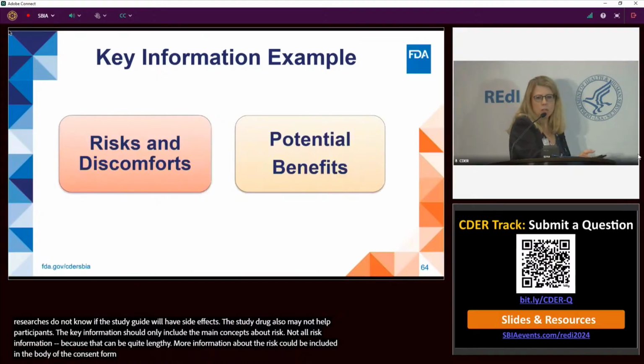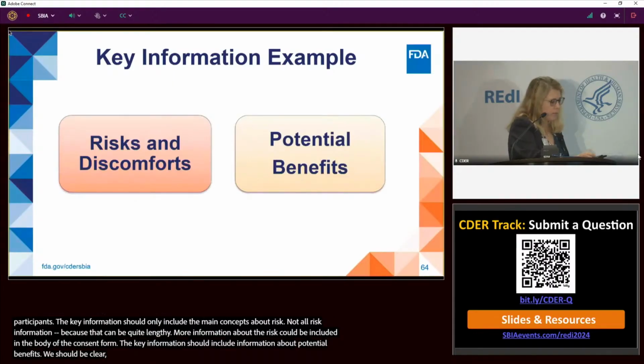The key information also should include information about potential benefits. These should be clear, straightforward, and balanced as well. And the information about benefits should not be overly optimistic.